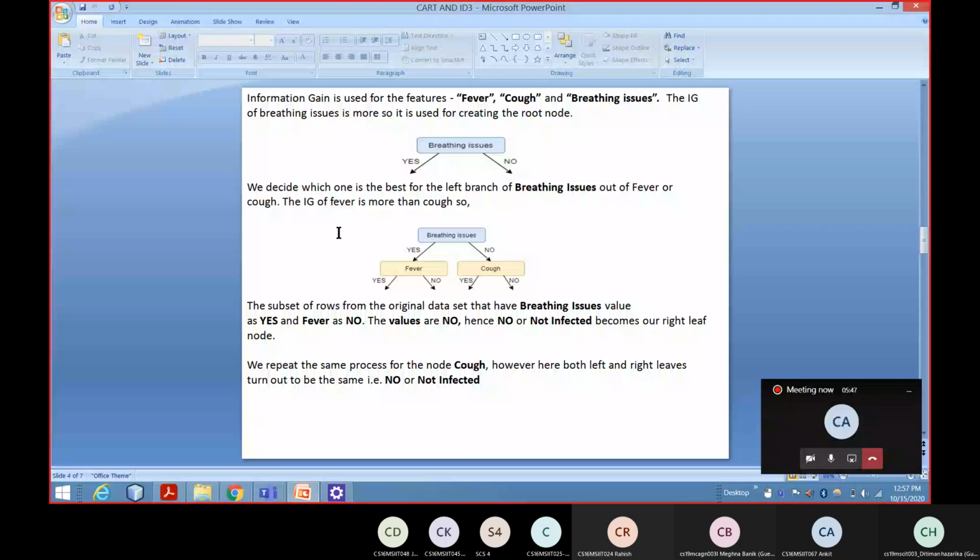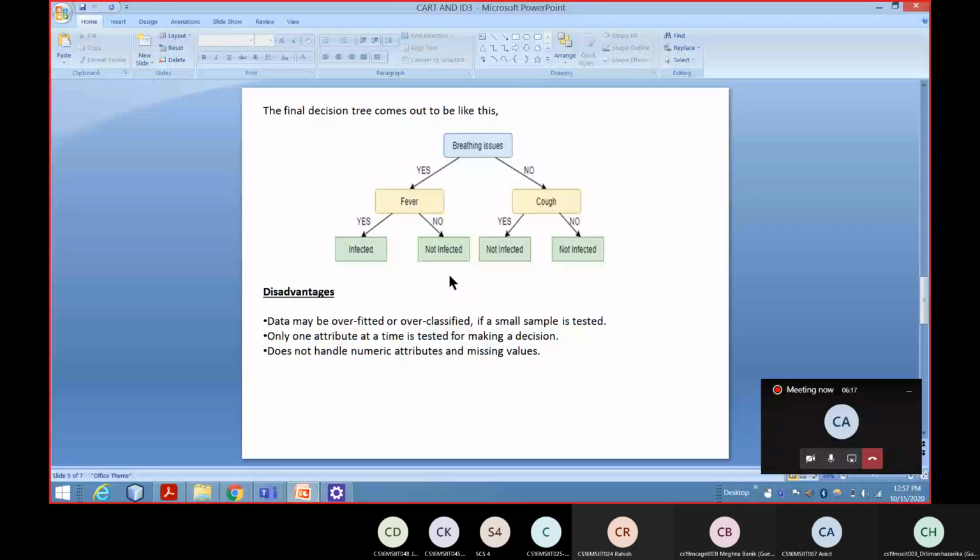Now, after that, the subset of rows from the original dataset that have the breathing issues value as yes and fever as no, the values are no, and hence no means not infected. We repeat the same process for the node cough. However, here both left and right leaves turn out to be the same. That means they're all not infected. So ultimately, the final decision tree comes out to be like this. Breathing issues is the top node, and the other features are below it. So this is the decision tree.